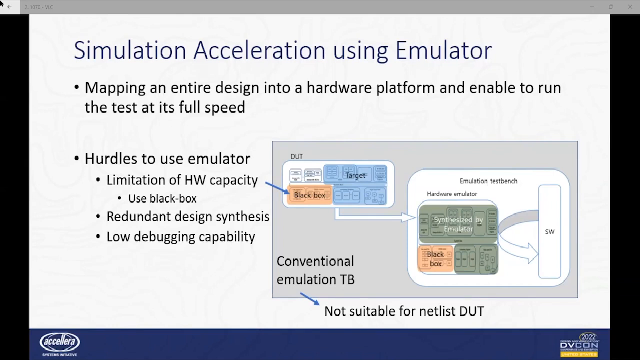Another problem is that even if we use the netlist, emulator tries to synthesize the netlist to map it into the hardware platform. This flow of emulator design analysis can make misinterpretation between the actual netlist and the emulator image. To overcome these hurdles, we propose a new test bench architecture for the logic-based verification and real usage scenarios.